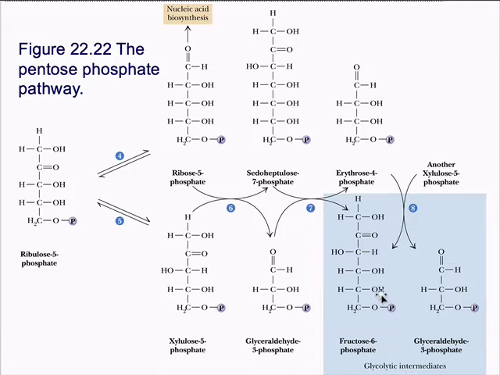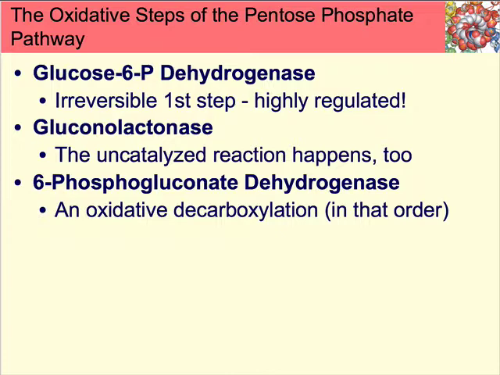And then, in step 8, another xylulose 5-phosphate and an erythrose 4-phosphate, that's a 5 and a 4, can make a 6 and a 3, the fructose 6-phosphate and a glyceraldehyde 3-phosphate shown here. So all these steps interconvert small sugars one to another, and all of these can be used in various ways in metabolism. Let's take a look at the reactions one by one.